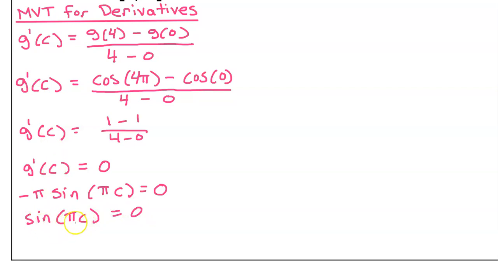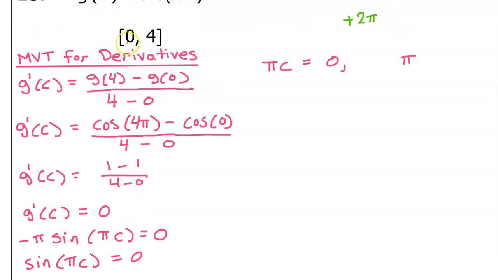Next, let's solve this equation for pi c. Where is sine equal to 0? Well, if we are thinking of one turn around the unit circle, sine will equal 0 at 0 and at pi. I'm leaving a little bit of extra space for extra solutions. I want to find all of the solutions that I can between 0 and 4. So there might be room for extra solutions.